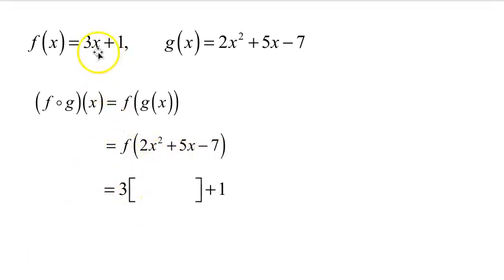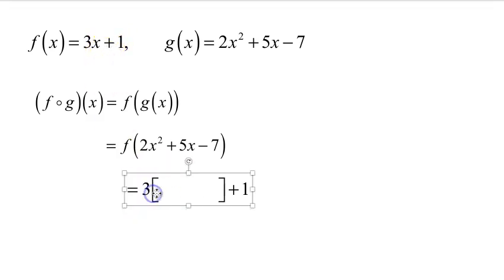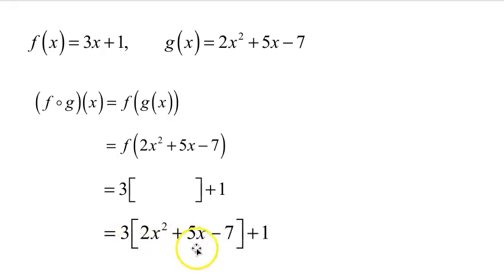Again, 3 times the input. F of x is 3x plus 1. So f of something is 3 times something plus 1. But the something that I have here is 2x squared plus 5x minus 7. That will be inputted into the brackets. So it'll be 3 times 2x squared plus 5x minus 7, plus 1.